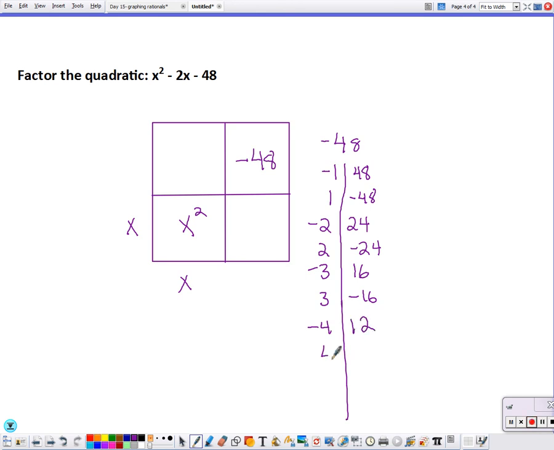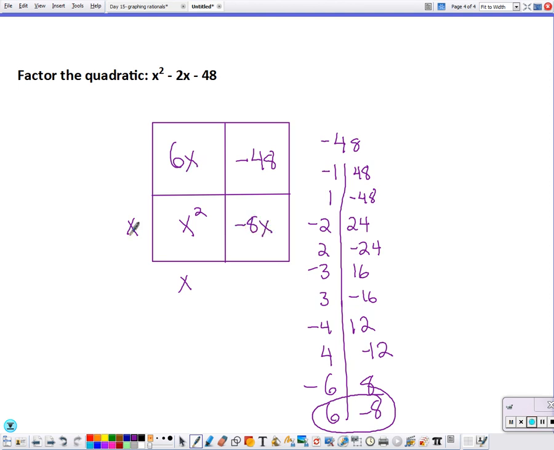4 and negative 12. 5 definitely doesn't go into 48, but 6 goes into 48 8 times. And that's it, because 7 doesn't go into 48. So which pair, of all of these pairs that multiply to 48, adds up to our negative 2? Yep, there it is. So we're going to put a 6x and a minus 8x.